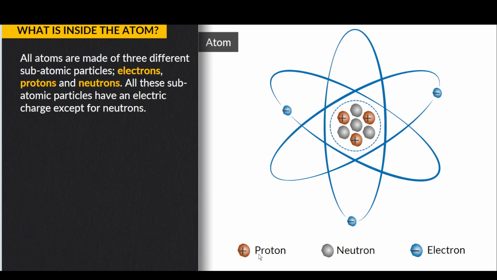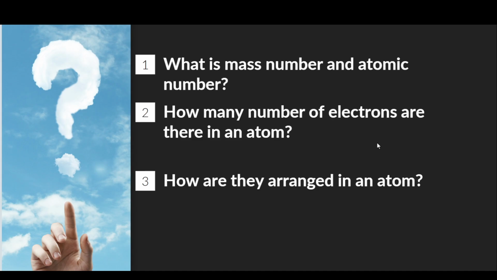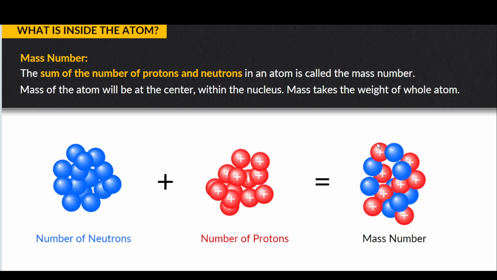Protons and neutrons exist inside the nucleus, which is at the center of the atom, and electrons revolve around the nucleus. Electrons are negatively charged particles, neutrons don't have any charge, and protons are positively charged particles. The sum of the number of protons and neutrons is called the mass number.